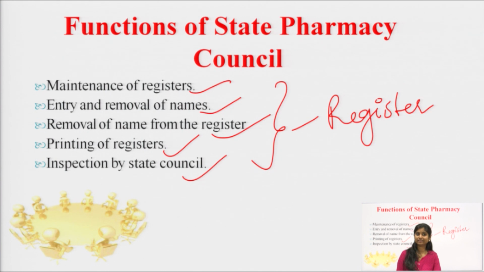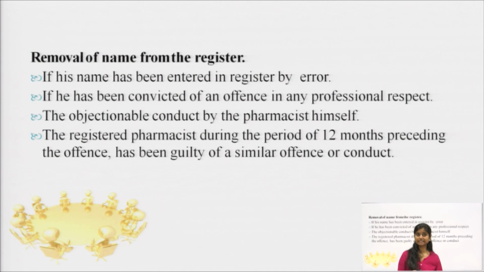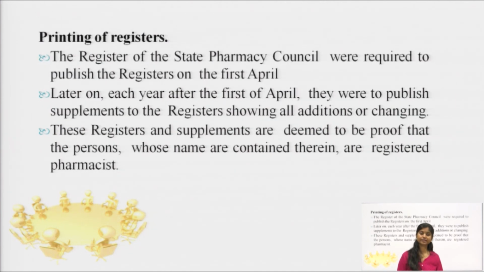Now the 4th point, that is printing of register, we are on this point now. So let's see it in detail. Printing of registers कैसे होती है, कब होती है, कौन कंट्रोल करता है, क्या? The register of the State Pharmacy Council were required to publish the register on the 1st April. वही 1st April की date है क्योंकि annual हमारा time period होता है 1 year का. Later on, each year after the 1st April, they were to publish supplements to the register. क्योंकि अगर amendments उसके बाद होते हैं then in the form of supplement उसको हम publish करते हैं.